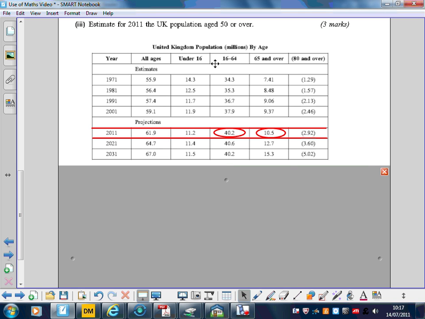Well, if we look at the class boundaries that we've got here, we've got 16 to 64, 65 and over, and 80 or over. So that's rather difficult to get the number of people 50 or over. It's really people partway in this class and the 65s and over. So I've put little rings around this, and of course it is going to be an estimate. We're going to have to think very carefully about this.